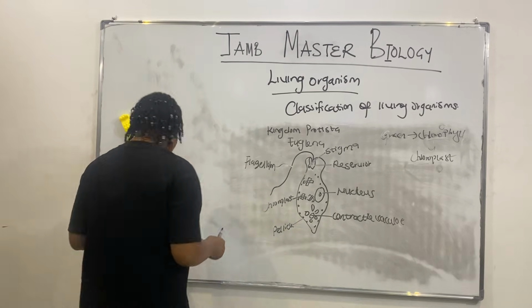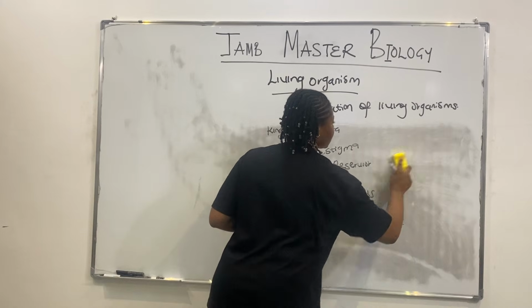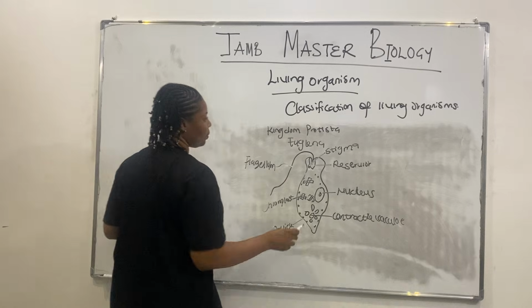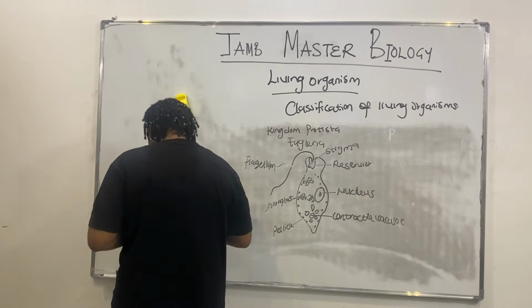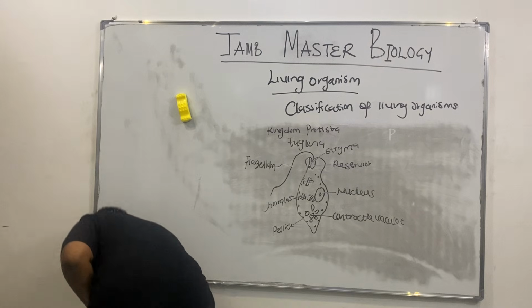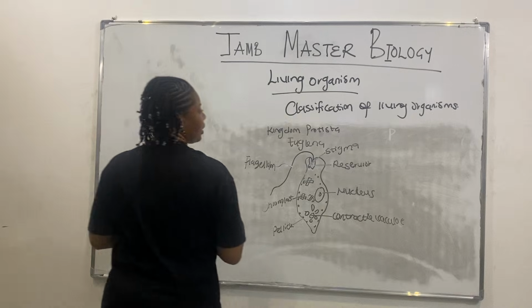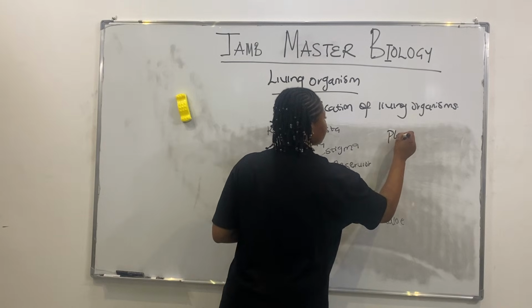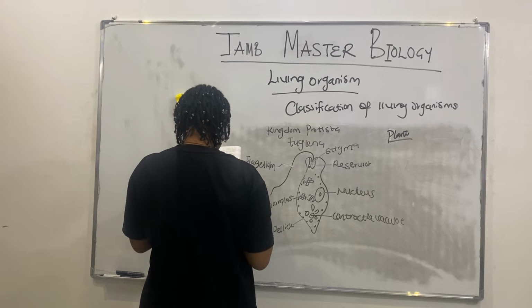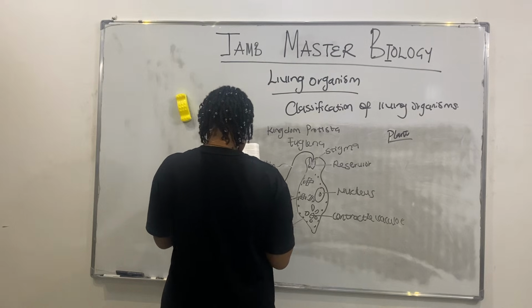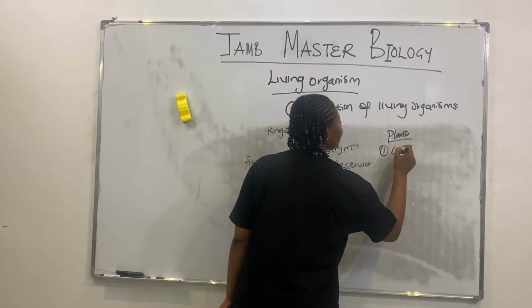Now I said that euglena has both plant and animal characteristics, right? So we are going to look at euglena first as a plant. We are going to look at euglena as a plant. So note, the plant characteristic of euglena is that it contains chloroplasts.